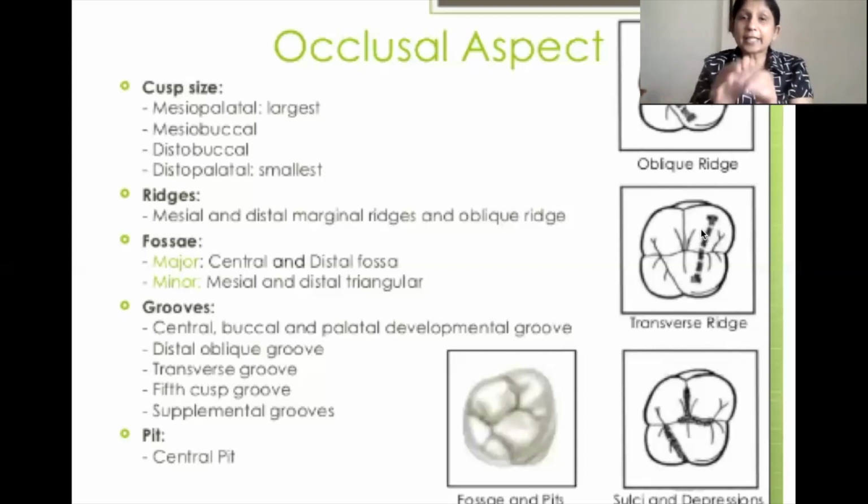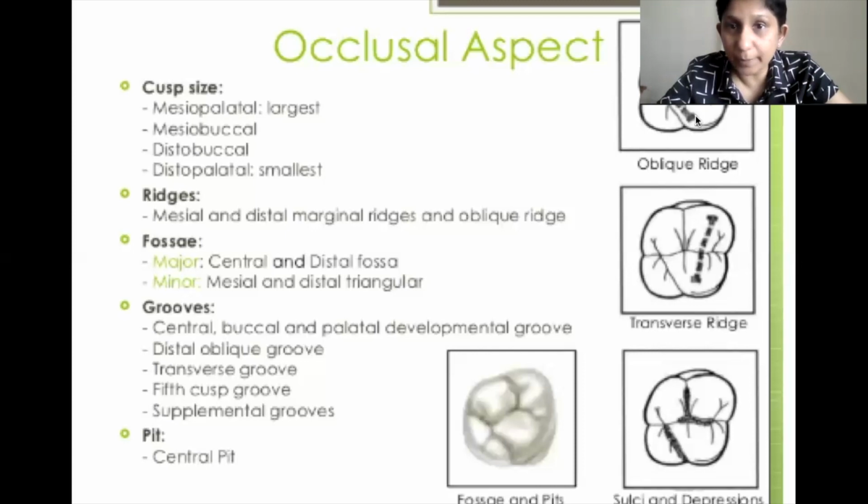So in a nutshell, I can say that there are two ridges which basically originate from the mesiopalatal cusp, which means the largest cusp of the permanent maxillary first molar has two major ridges which originate from its occlusal aspect. The first ridge runs in a diagonal or oblique direction to the distobuccal cusp. That is called the oblique ridge. The other ridge runs in a transverse direction towards the mesiobuccal cusp, and that is called the transverse ridge. So one runs towards the distobuccal and the other towards the mesiobuccal.